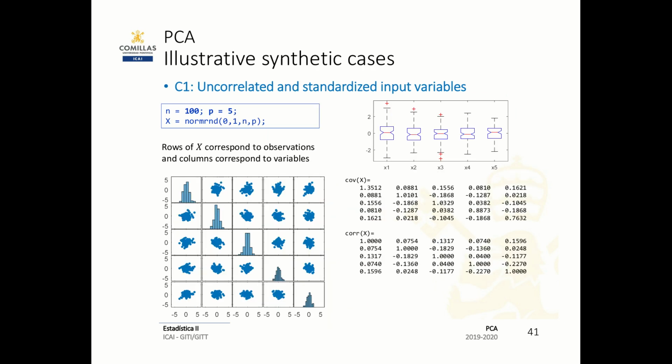Let's see some examples. Let's say that we have 5 input variables that are uncorrelated and have the same variance. So we are constructing the input variables like this. Here we have the scatter plot, a matrix scatter plot between each pair of variables, the covariance matrix, and the correlation matrix. Everything is as expected. Most of the correlations here are very close to 0, they are not significant.